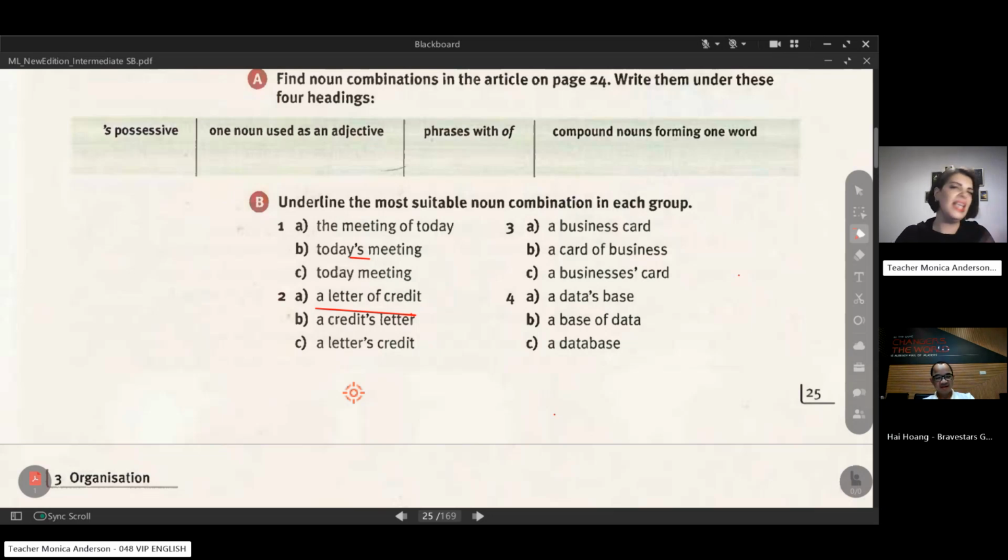So C is not correct, a letter's credit, no, it's not. A credits letter again, so we have two nouns here, credit and letter, so it's better to add of in order to connect them. So a letter of credit, color of car, or for example, family of, something like this. So of is better.